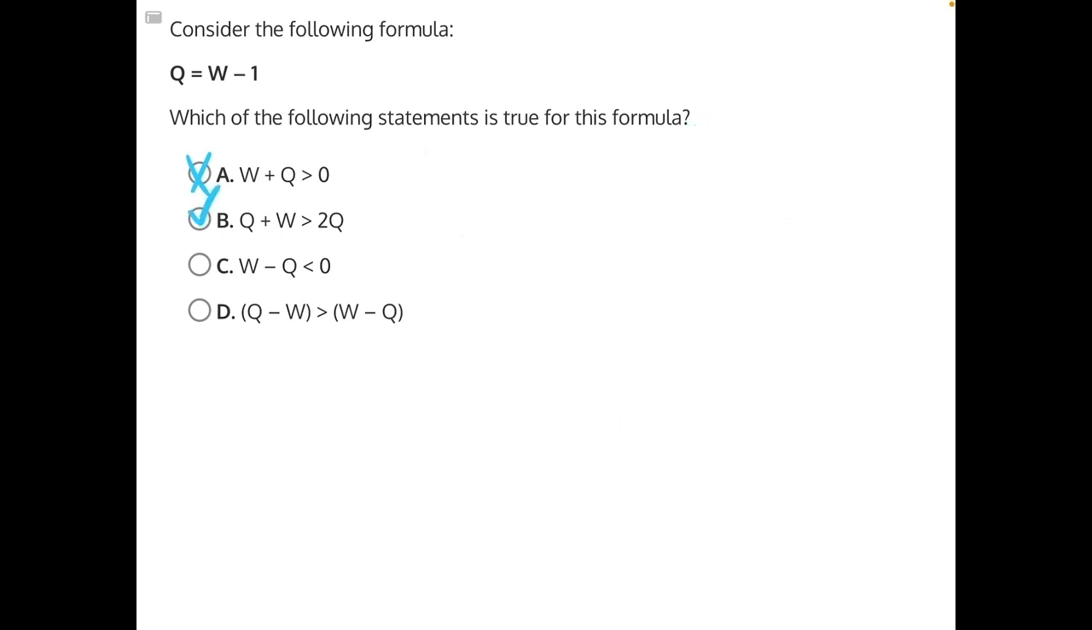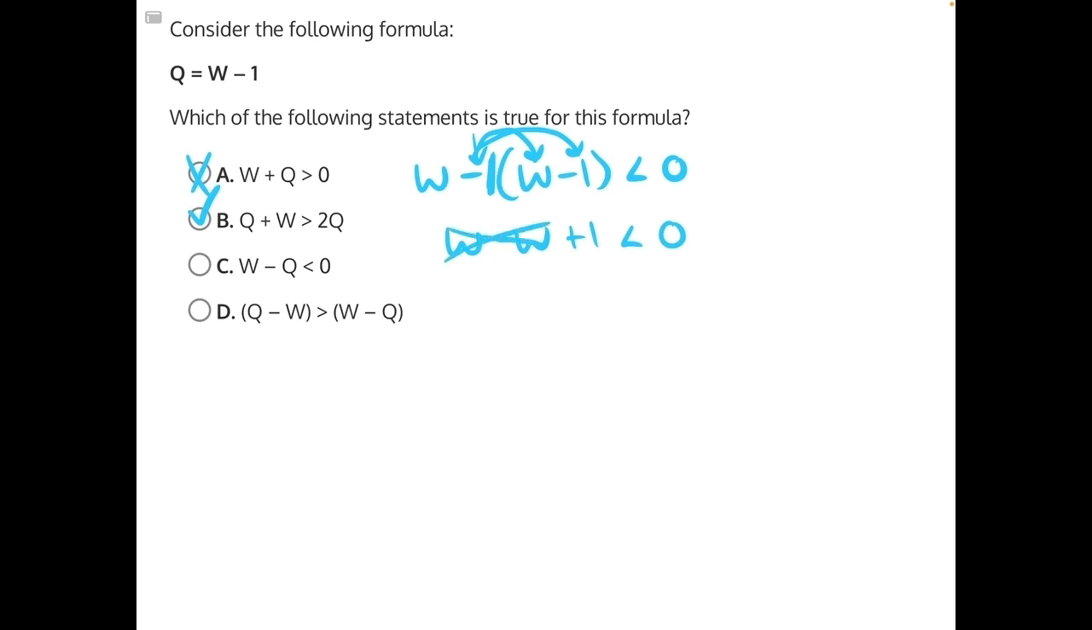Now let's look at answer choice C. C has w minus q, which we know to be w minus 1, is less than 0. Here, when we're simplifying, we need to be very careful because this negative sign is outside of the set of parentheses. So there's a negative 1 coefficient here that needs to be distributed. Negative 1 times w will give us negative w, and then negative 1 times negative 1 will give us a positive 1 is less than 0. Here, w minus w will cancel each other out, leaving us with positive 1 is less than 0, which is an untrue statement, making C incorrect.